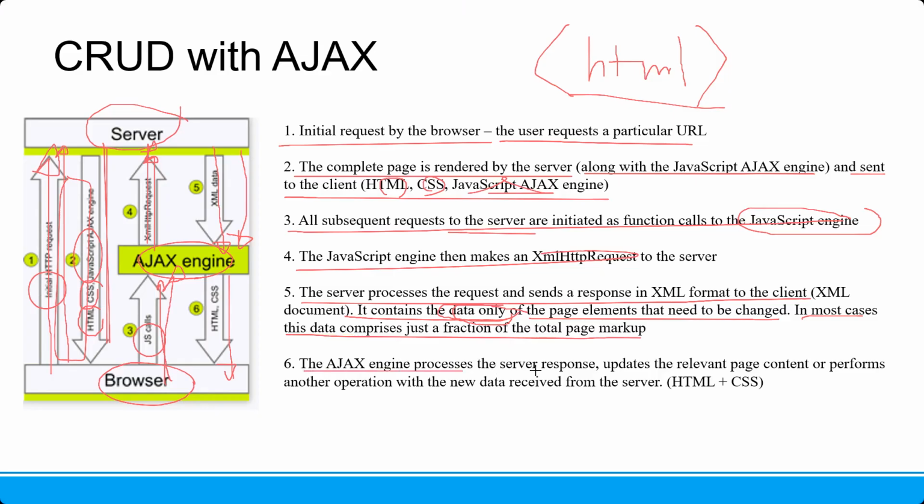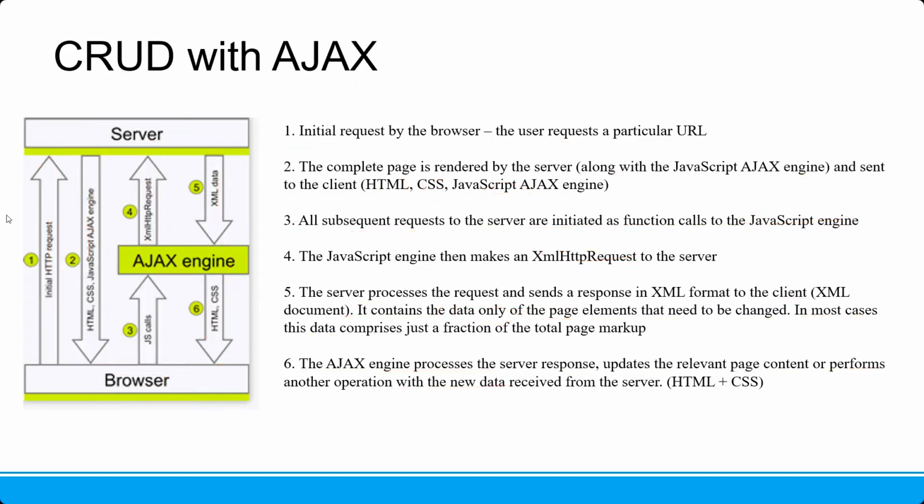At the end, the AJAX engine processes the server response, updates the relevant page content, or performs another operation with the new data. So the AJAX engine will update the HTML and CSS only in a particular section. You don't need to reload the whole HTML file anymore. That's why AJAX is very useful for efficient operation.